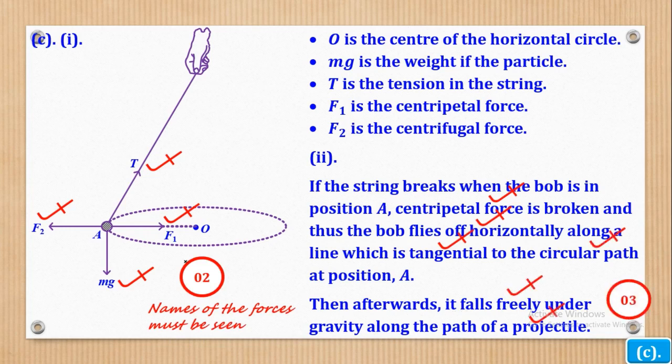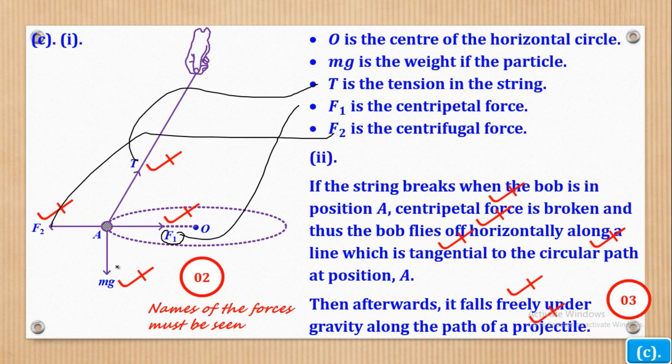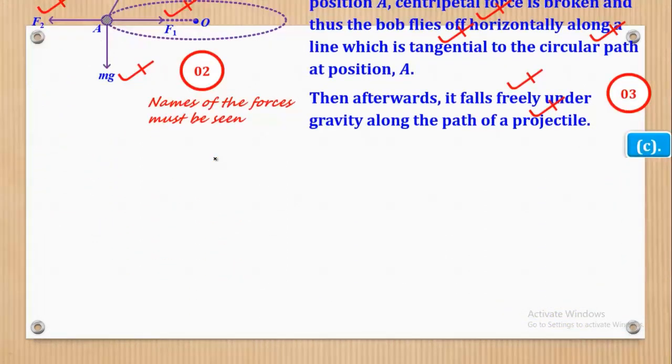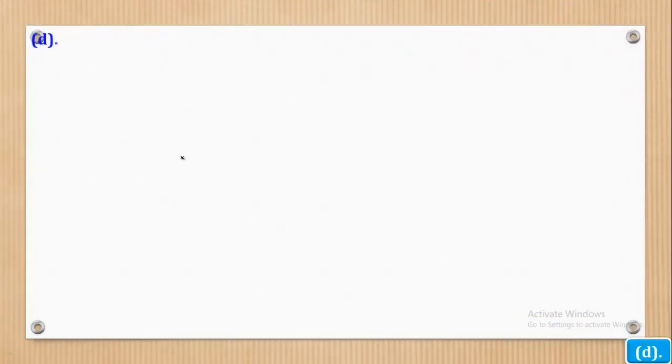So that's how marks would be awarded. So this F1, you don't only stop at F1, you have to come and define F1. T, you have to come and define T. F2, you have to come and define it. And mg, you have to come and define it. That's how you can get those marks. So now we shall go to part D.